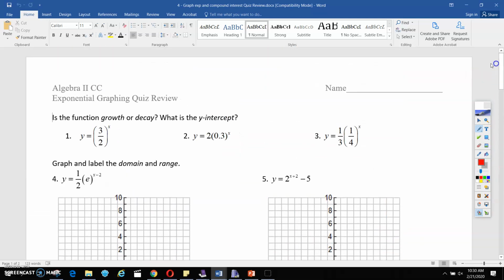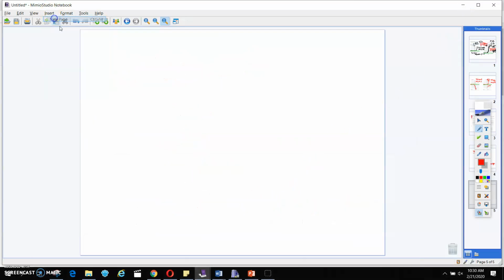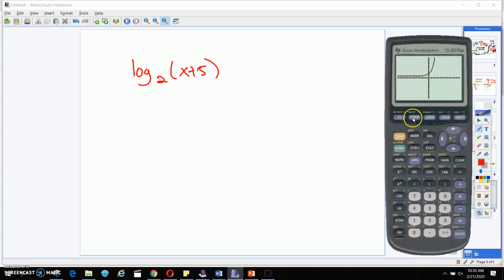Okay? I want to go over logs really quick. How to graph them because it's a little funky. So if I wanted to put this into my calculator, what I would do is I would say log of x plus 5 divided by log of 2. So you know that change of base thing? That's basically how you graph. Boom, done. Okay? The exact same process that we've been doing. The only difference is now we're just putting it in a graph.